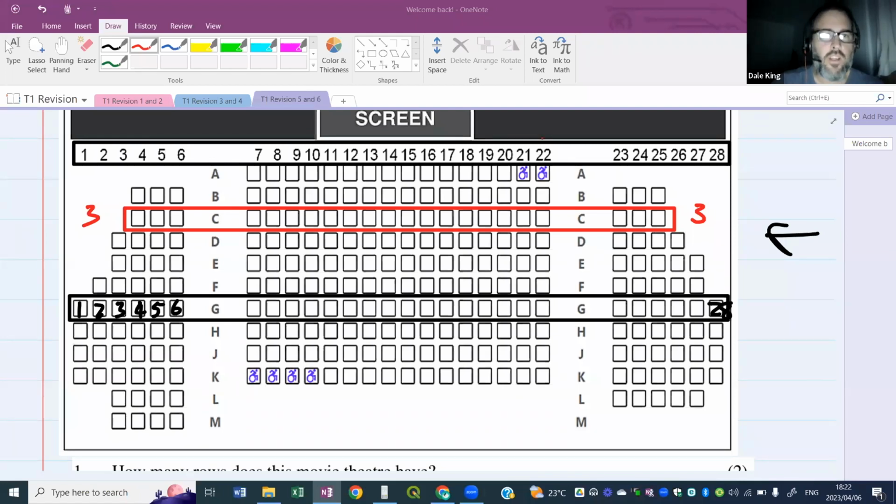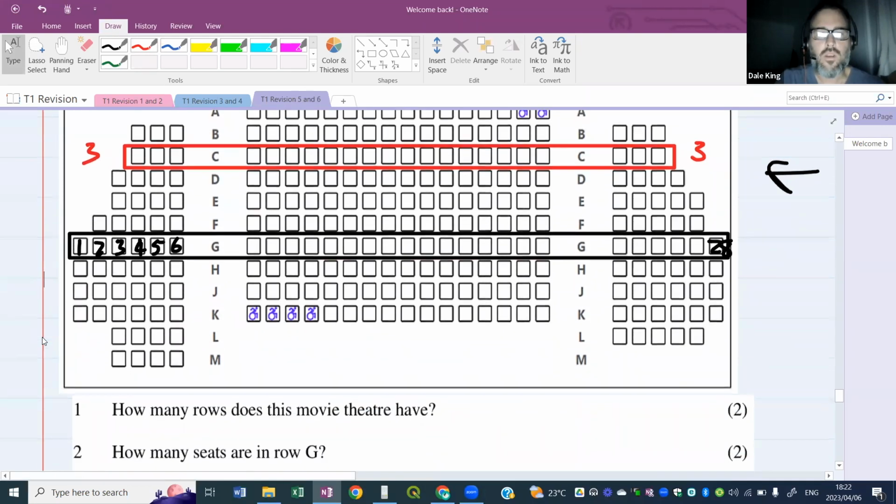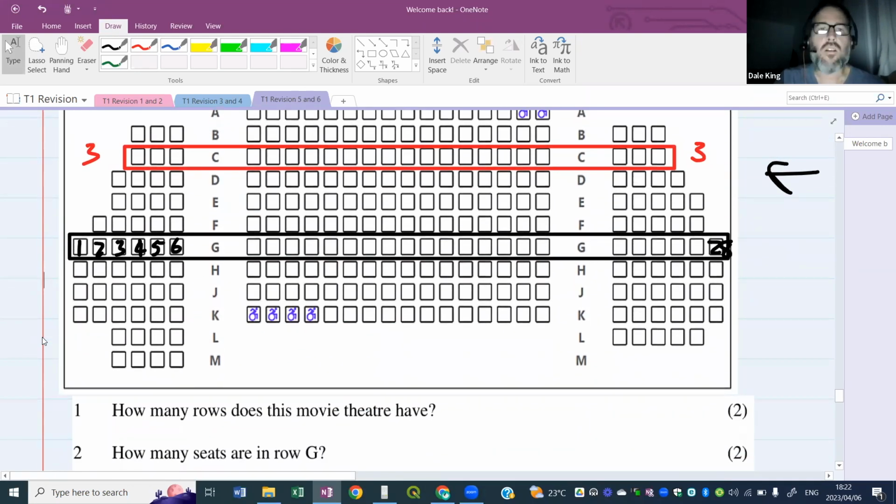Wow. All right. Very good. Okay, let's have a look. So we're just referencing ourselves on this map, this plan, and trying to understand the system that they are using to show references to the seats and the seat numbers. Okay.